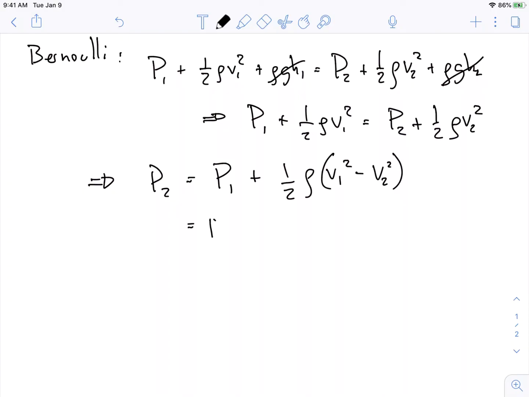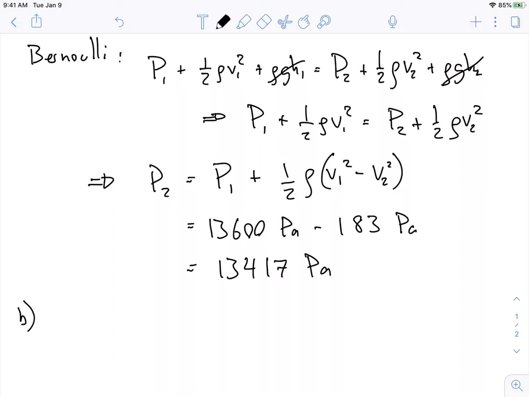And if we use our numbers, we're told that P1 is about 13,600 pascals, minus, it turns out that this difference is 183 pascals. If we plug in all those numbers, we get this number, 13,417 pascals for our pressure at point 2.